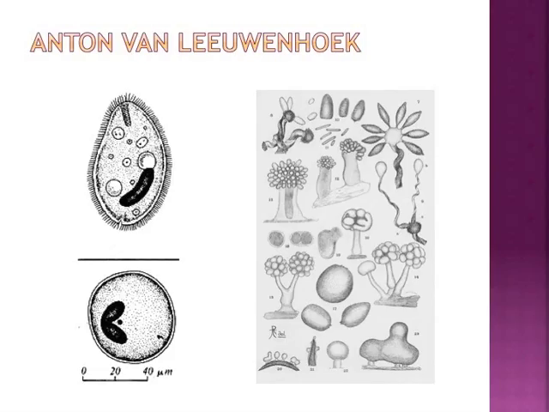During a long life, he used his lenses to make pioneer studies in an extraordinary variety of things, both living and non-living, and reported his findings in over 100 letters to the Royal Society of England and the French Academy. Anton van Leeuwenhoek is credited with being the first person to discover and describe living cells.